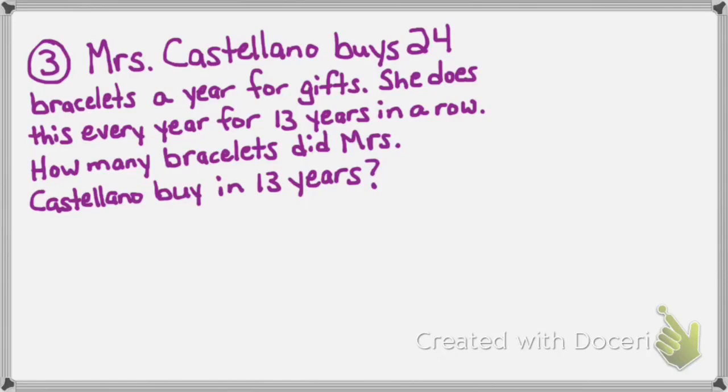Strategy for word problems, first thing I do is underline my question. So if I find my question mark, I backtrack to the capital letter at the beginning of the sentence. So my actual question says, how many bracelets did Mrs. Castellano buy in 13 years?